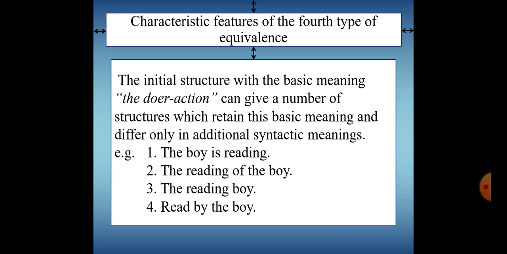Characteristic features of the fourth type of equivalence. The initial structure with the basic meaning, the doer action, can give a number of structures which retain this basic meaning and differ only in additional syntactic meaning. For example, the boy is reading. The reading of the boy. The reading boy and read by the boy.